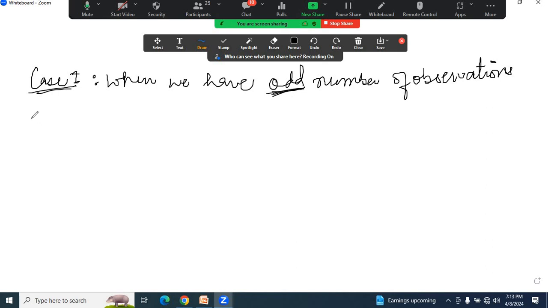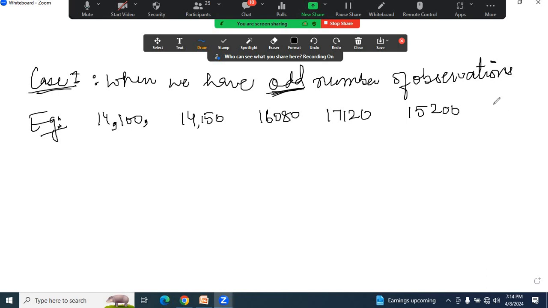So when we have odd observations, for example, I have 7 workers in my factory, and I have the wages of these 7 workers, and I want to find the median wage. For example, first worker I am giving 14,100, second worker 14,150, third worker 16,080, fourth worker 17,120, next worker 15,200, next worker 16,160, next worker 17,400. These are the 7 workers' wages, and I want to find the median wage.